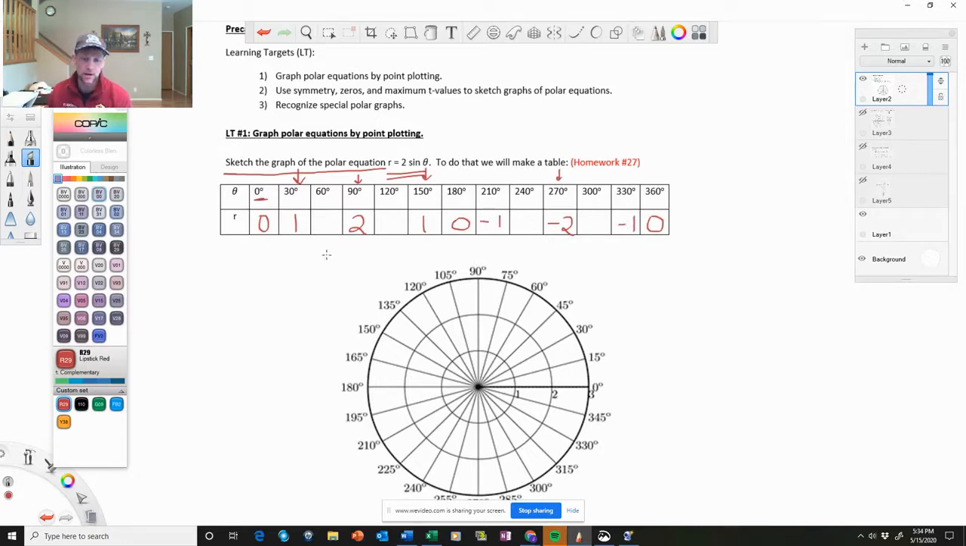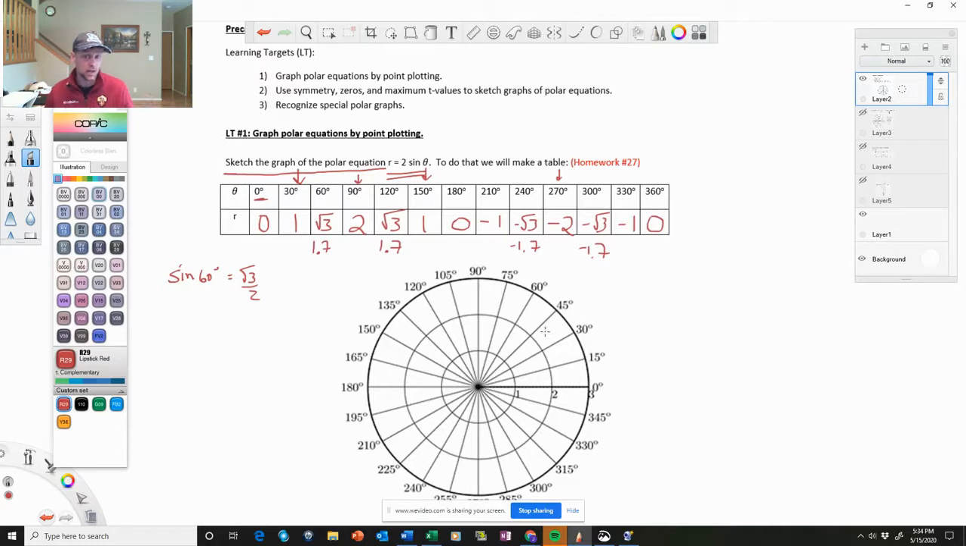Now the only numbers that are irrational are 60 degrees and its brothers. So the sine of 60 degrees is √3 over 2. So if I do 2 times √3 over 2, I'm of course going to get √3. And √3 is about 1.7. 120 degrees is also going to be √3, and these guys will be -√3. And of course that's about 1.7 and -1.7. So let's go ahead and graph this now and see what we get.